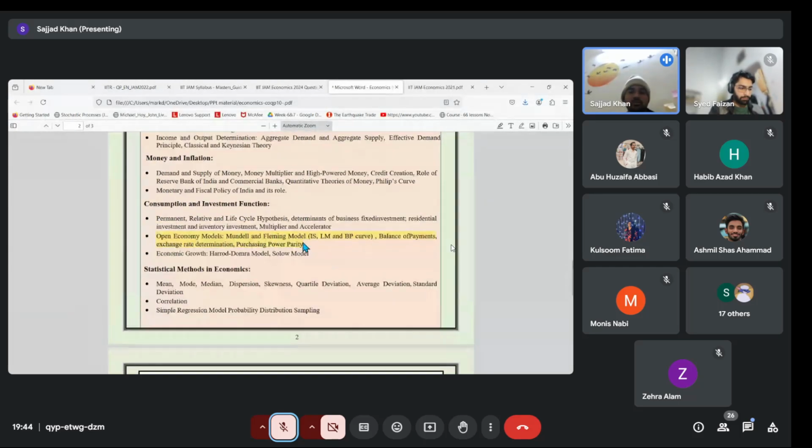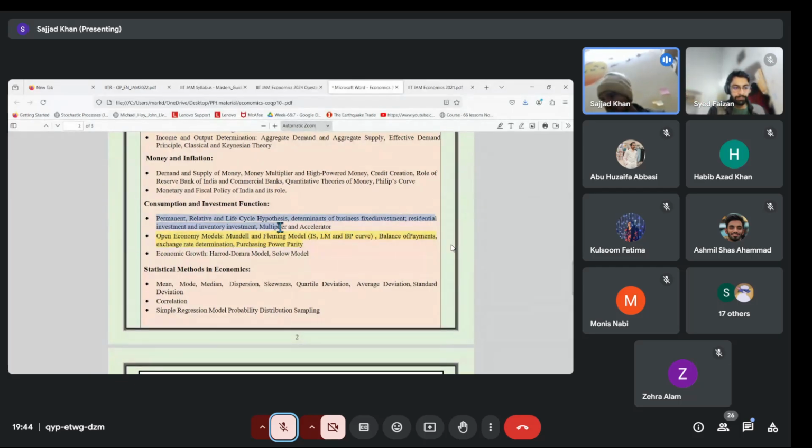Here, the IS-LM model and Mundell-Fleming are important. They ask very theoretical questions based on these. And we have already discussed the permanent income hypothesis, relative income hypothesis, and life cycle hypothesis. They ask about the multiplier and the accelerator, but in IIT-JAM this type of question is generally not asked about the accelerator and multiplier. For the multiplier, they may ask.